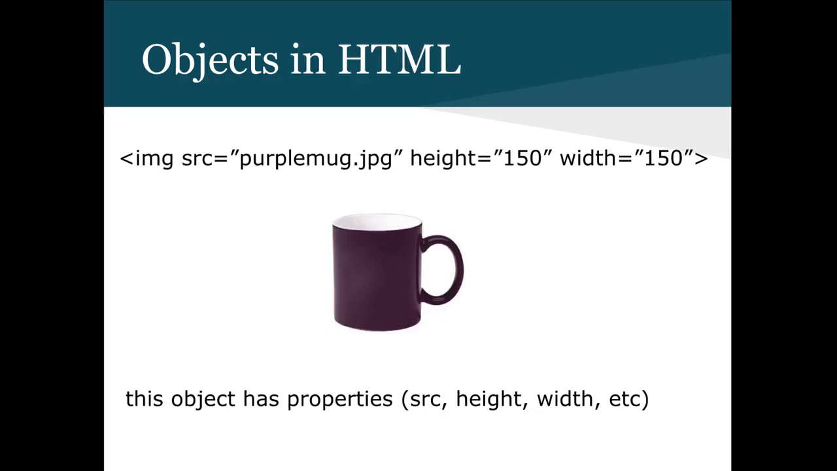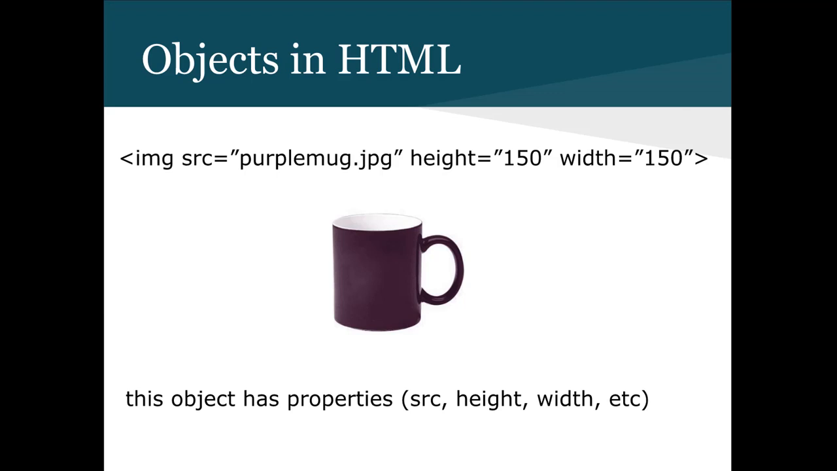So here's an object in HTML. I love coffee and I love purple, so here's an image of a purple mug. Here you can see the properties that have been set for it: source, height, and width. Technically, those are called attributes. I like to think of attributes as properties we can see directly on the object.